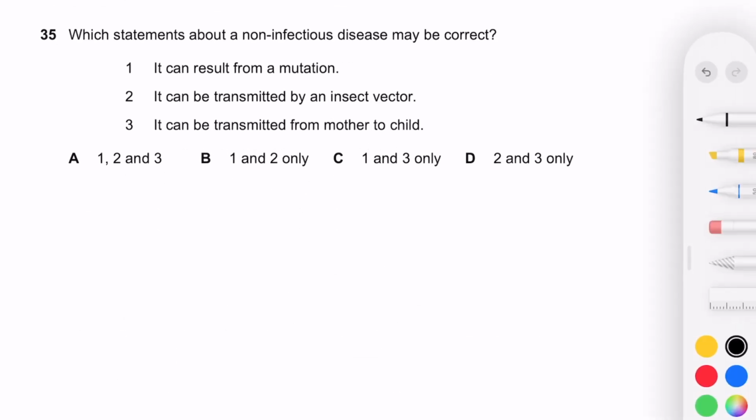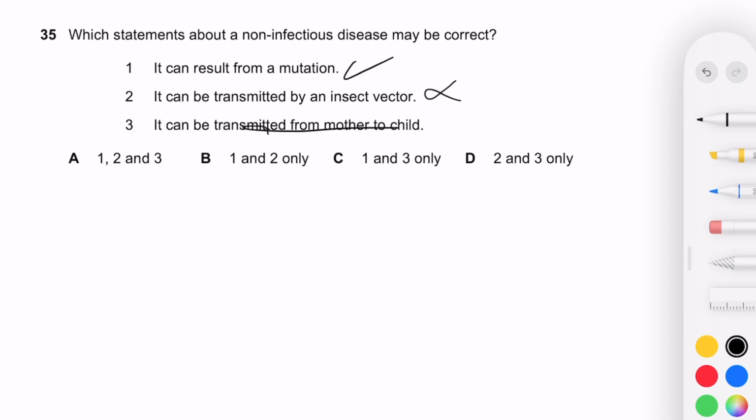So here. What statements about non-infectious diseases may be correct? It can result from a mutation. Yes, like in the case of cancer, like in the case of sickle cell anemia, these are non-infectious, yet they are resulting from a mutation. It can be transmitted by an insect vector. No, it is infectious diseases that can be transmitted. In fact, non-infectious diseases, their definition is literally a disease which is not transmissible, meaning it cannot be transmitted from one person to another, and diseases that are not caused by pathogens.